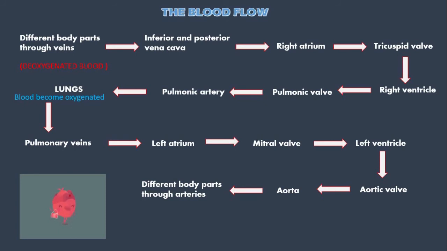When the ventricle is full, the tricuspid valve shuts. This is to prevent blood from flowing backward into the atrium while the ventricle contracts. As the ventricle contracts, blood leaves the heart through the pulmonary valve into the pulmonary artery and to the lungs where the blood becomes oxygenated.